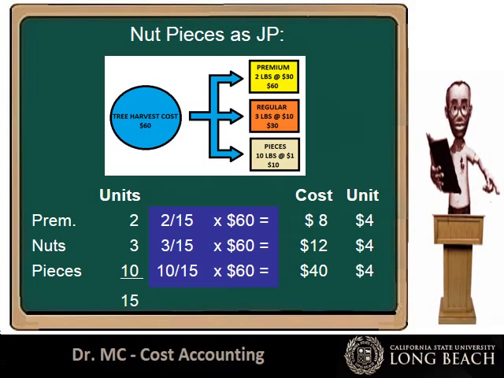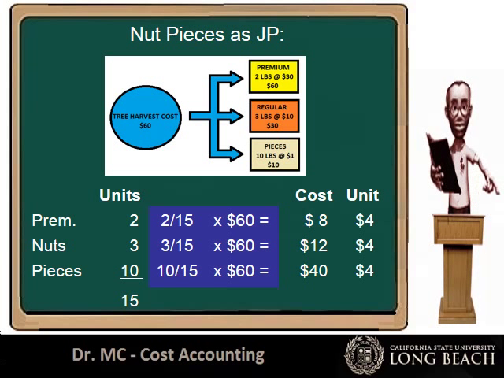This works out to be $4 a pound. The firm would also divide the regular nuts 3 pounds by the 15 total pounds and then multiply that fraction by the $60 of joint costs in order to calculate that the regular nuts should be allocated $12 of the joint costs. This works out to be $4 a pound.